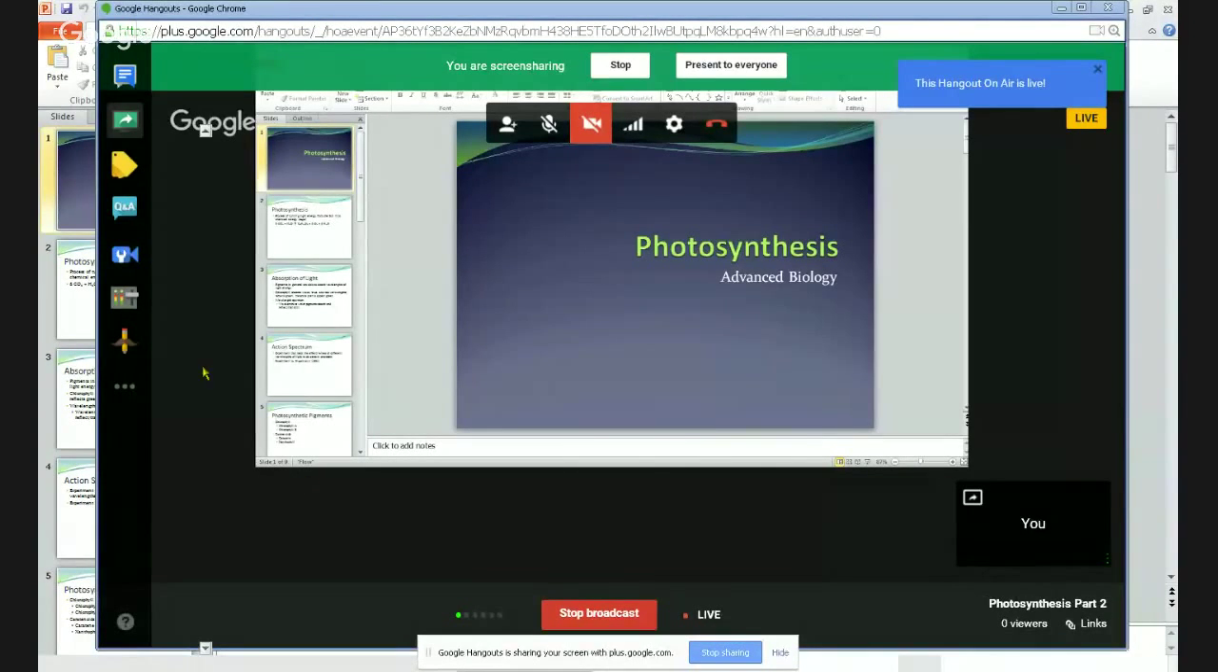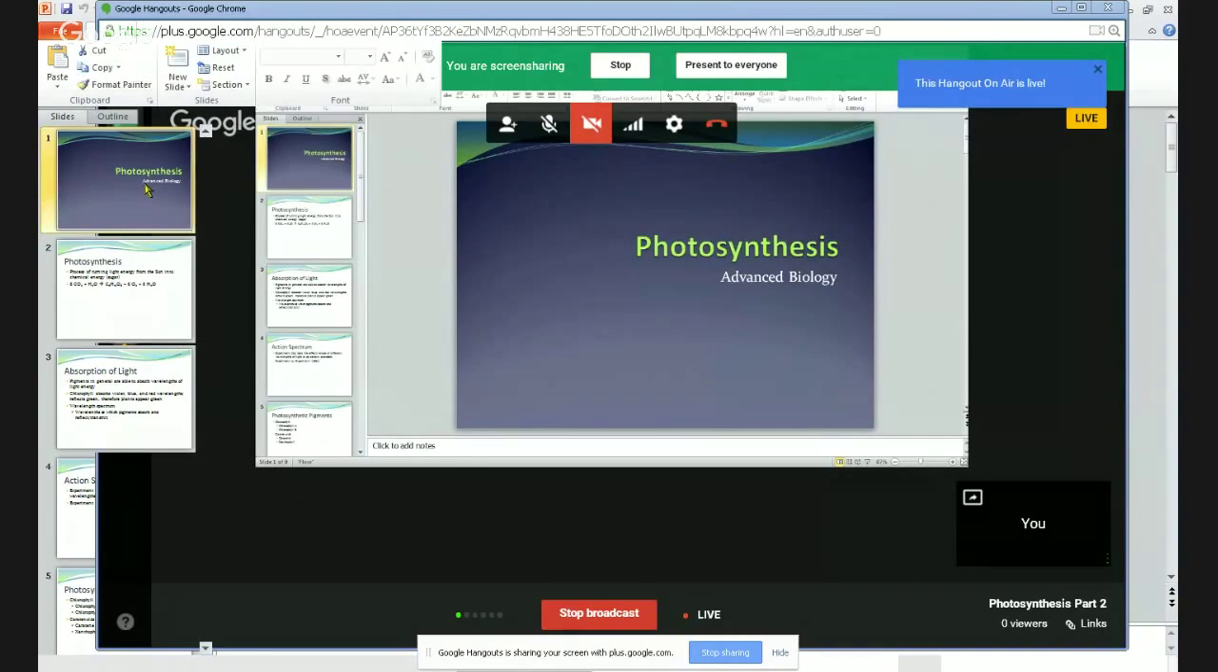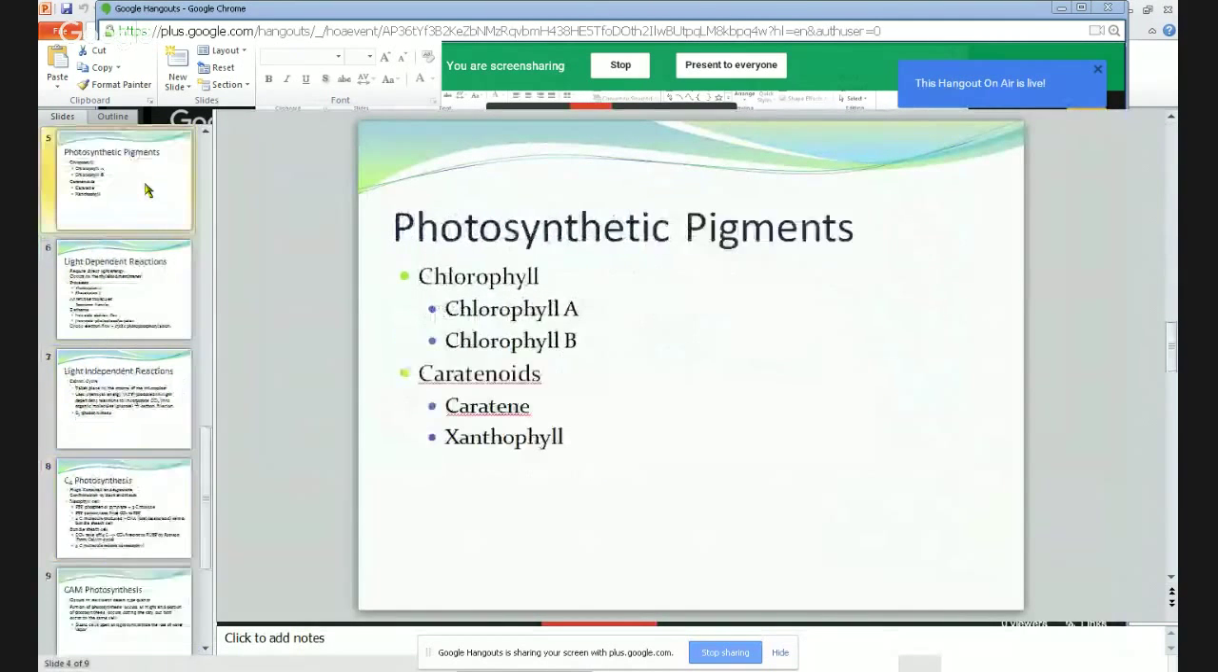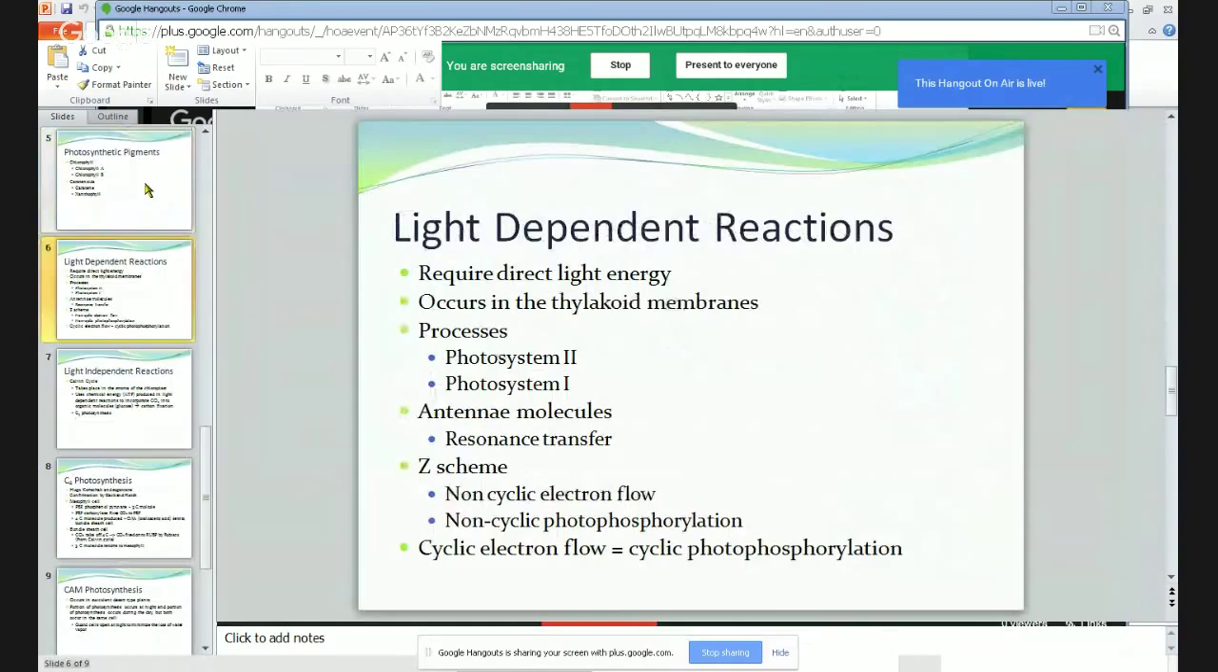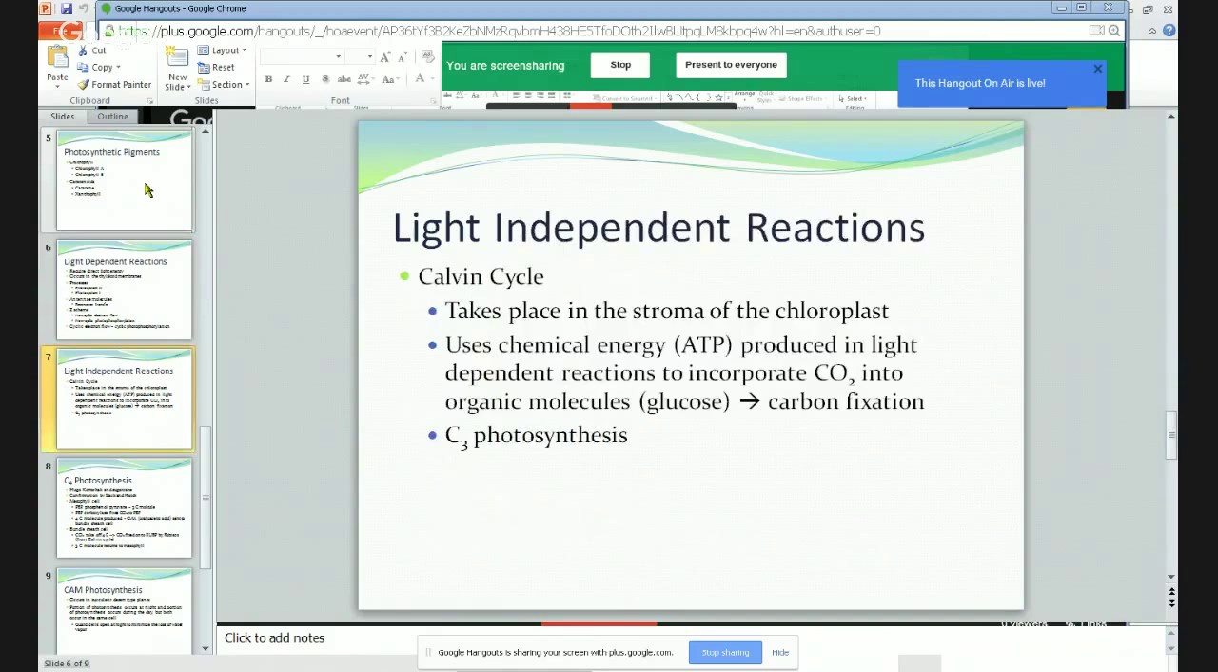Alrighty, good morning. We're going to pick up photosynthesis where we left off. We last talked about the light-dependent reactions with photosystem 2 and photosystem 1. Now we're going to move on to the light-independent reactions, which is really just one step, and that's called the Calvin cycle. Like last time, I'm going to introduce this first, and then I'll explain the crazy diagrams for you.